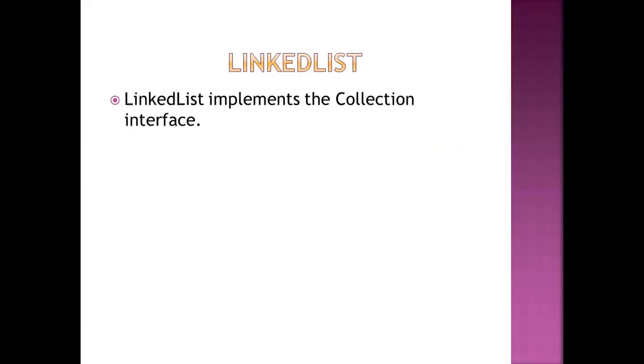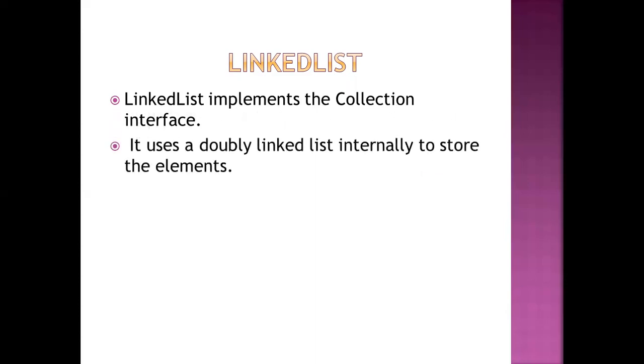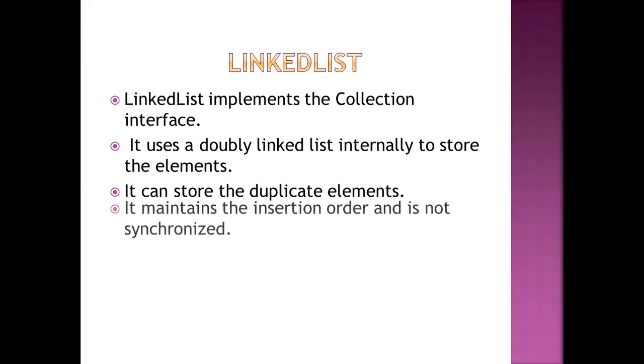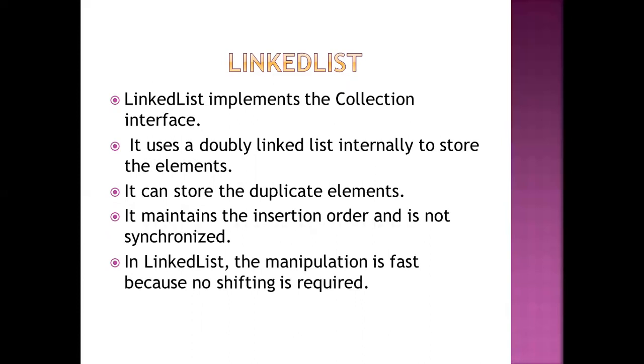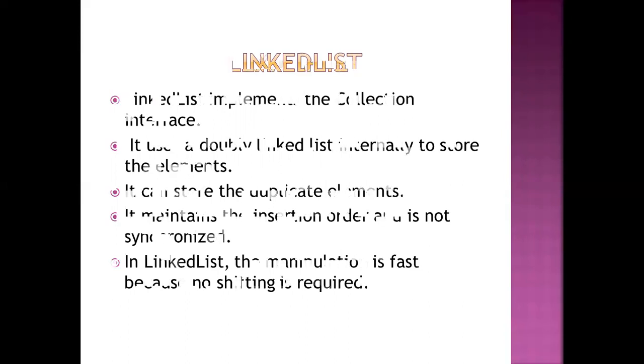Let's move on to the next type of class. The next one is LinkedList. LinkedList implements the list interface, and it uses a doubly linked list internally to store the elements. Please remember, it can store duplicate elements. It maintains insertion order and is not synchronized. In LinkedList, manipulation is fast because no shifting is required. We already know the difference between an array and a linked list. The advantage of linked list over array is brought in here. That is, the shifting operation is not required if you are going to use the LinkedList class.